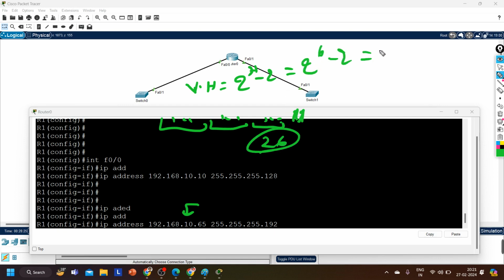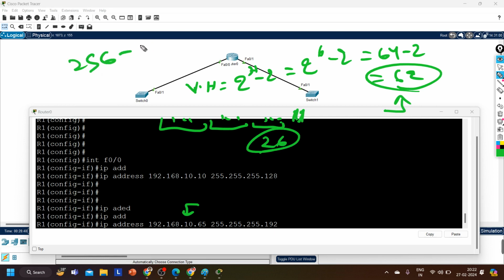2 to the power 6 is 64. In each network you are going to get 62 valid usable IP addresses, 64 minus 2. And guys, how do we find the next network? From where is the next network starting? 256 minus the subnet mask of the last octet, 192. What value do I get? 64. That means my next network starts from 64.